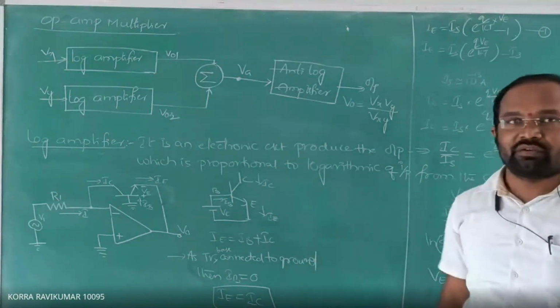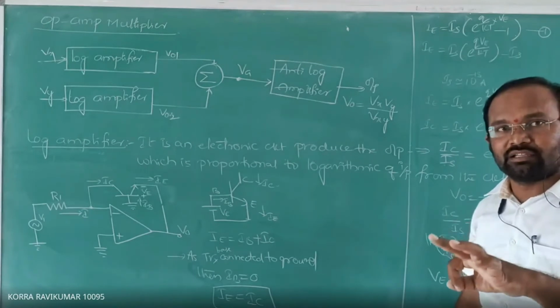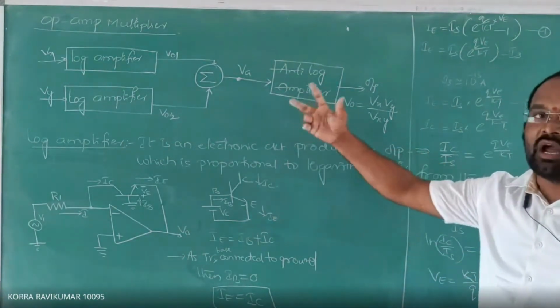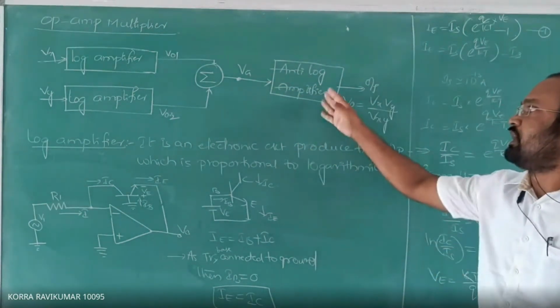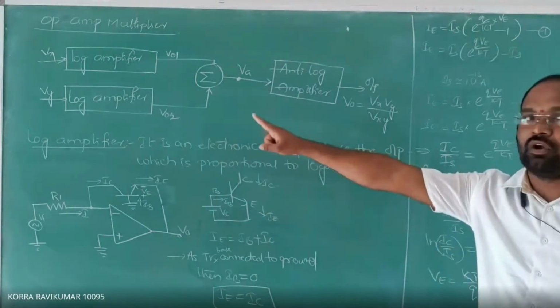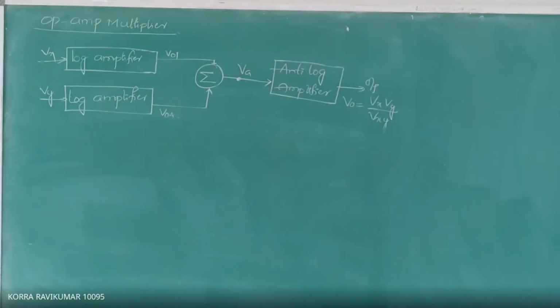The role of a log amplifier is to measure the signal strength in order to maintain constant gain. A summing amplifier adds two different signals in the modulation process. An anti-log amplifier performs the reverse operation of a log amplifier and finally produces the multiplication.